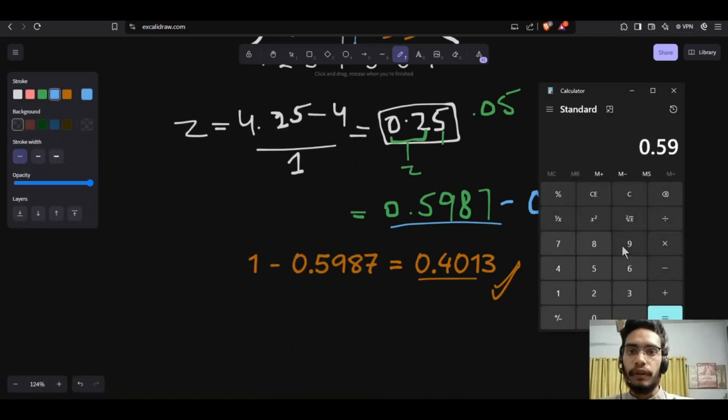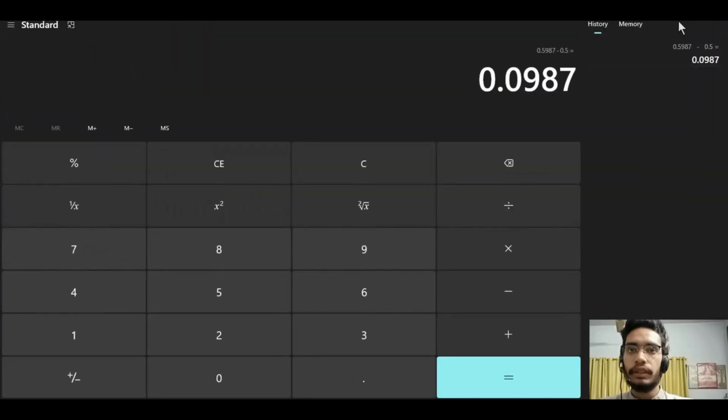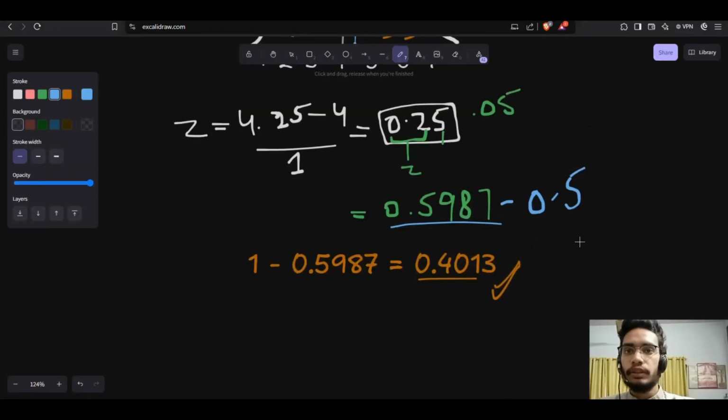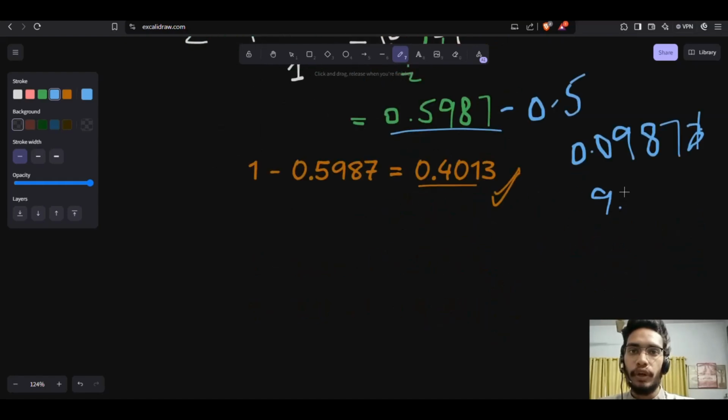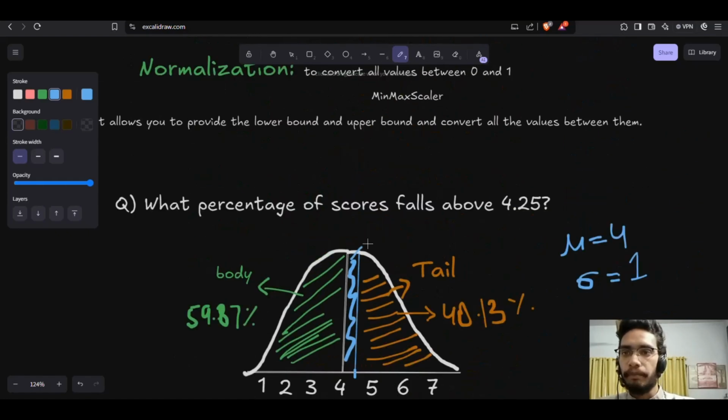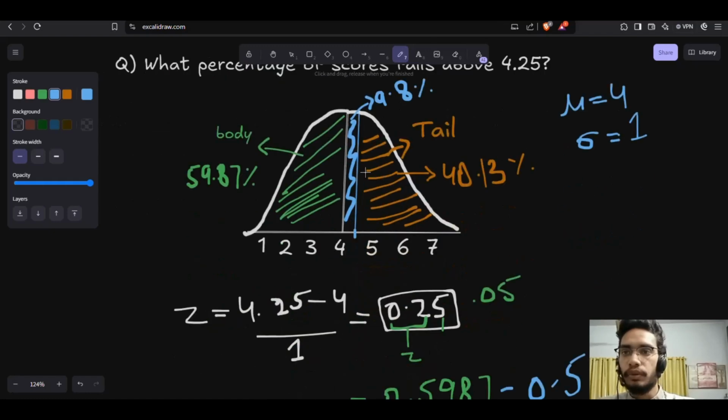So 0.5987 minus 0.5, and I got 0.0987. So this is 0.0987, which means we have 9.8%. So what is the conclusion here? 9.8% of data lies in this blue region. I hope you understand how you can calculate the data in this region, 9.8%.